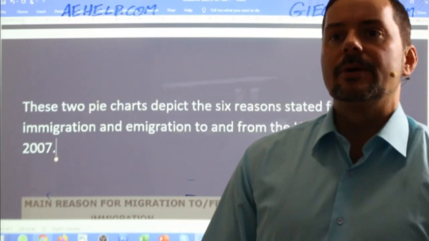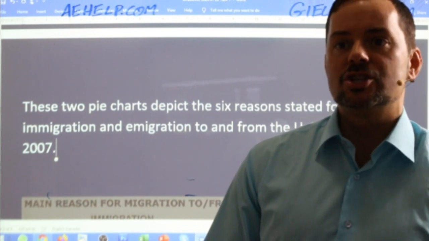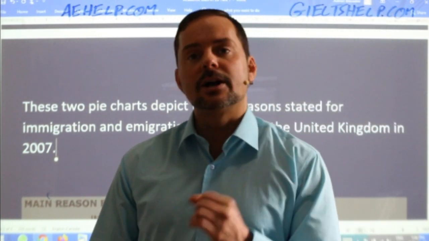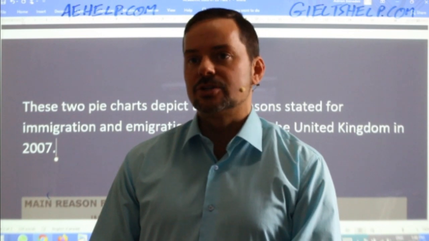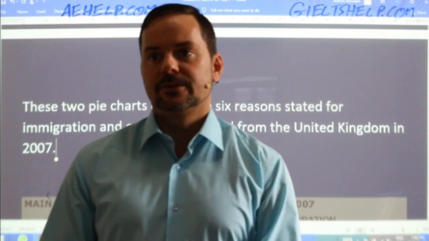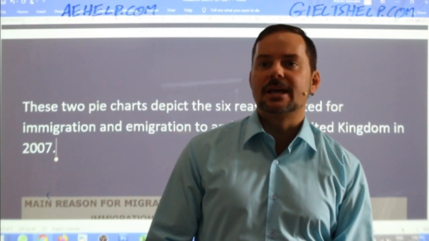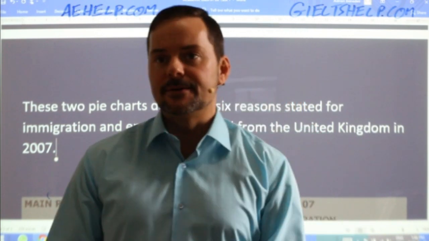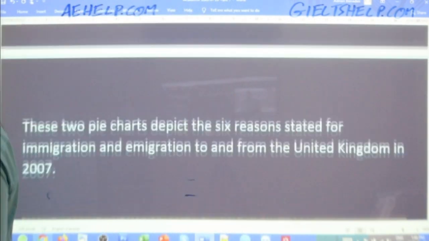All right, Gunkai Ren, the pie charts display factors for people's immigration and emigration from and to the UK in 2007. Gunkai Ren, I really like your originality. That's a very nice original sentence and almost perfect, okay? Gunkai Ren, the pie charts display 6 factors for people's immigration and emigration from and to the UK in 2007. Nice job, Gunkai Ren.